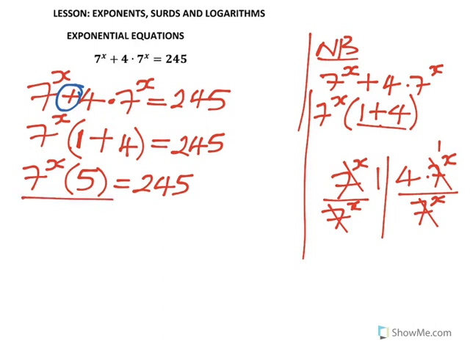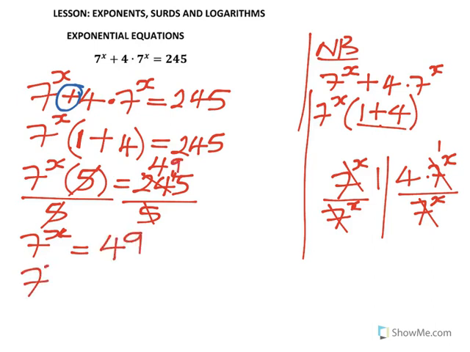Then after that, to remain with 7 exponent x, you divide both sides by 5. Back to our method. Now 7 exponent x here is equal to, if you divide 245 by 5, 5 into 24, it's a 4. Remember 4. 5 into 45, it's a 9. You get a 49. Then 7 exponent x is equal to 49, remember, is 7 to the power 2.